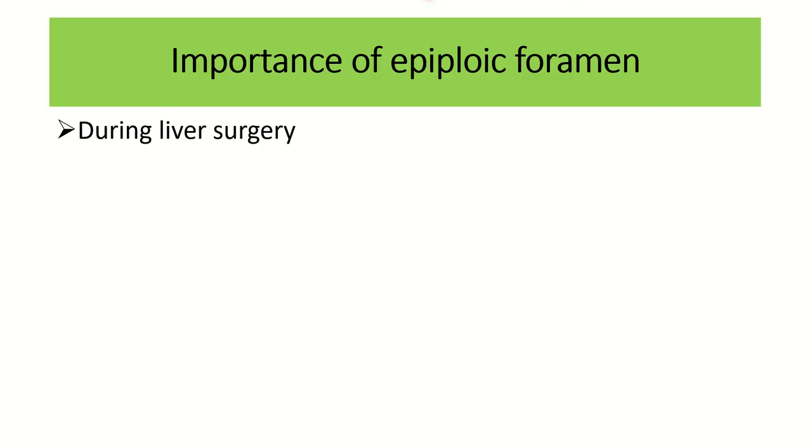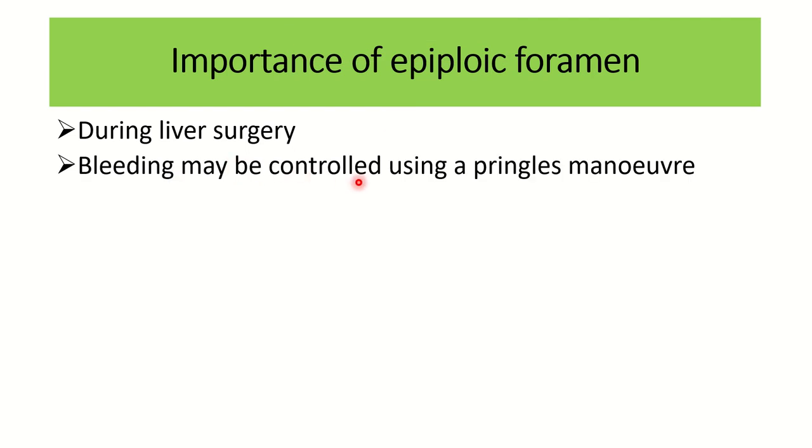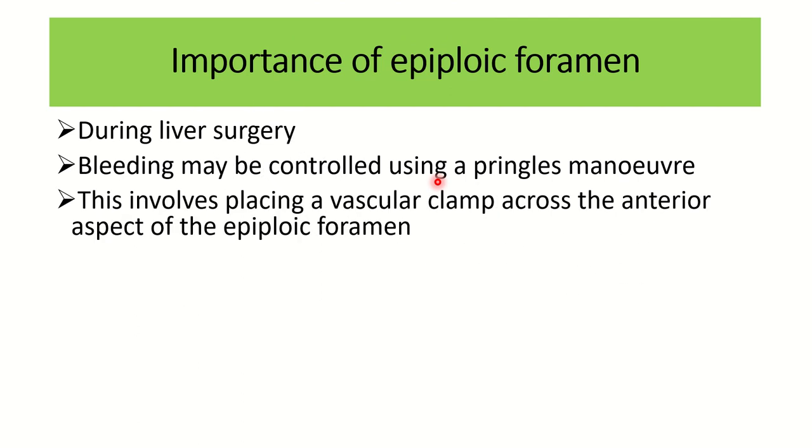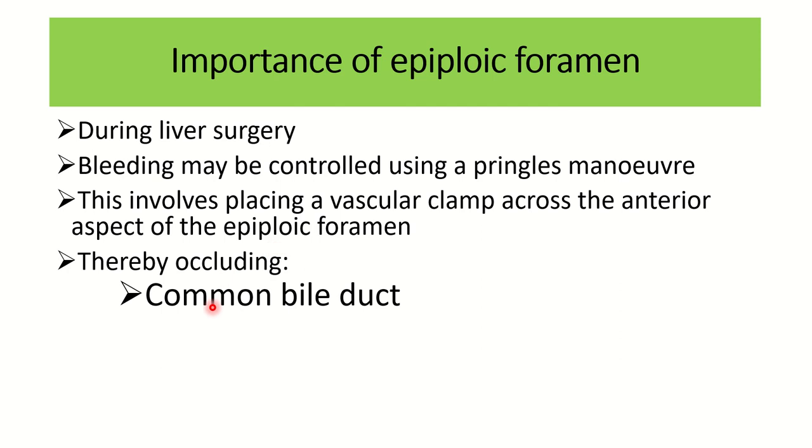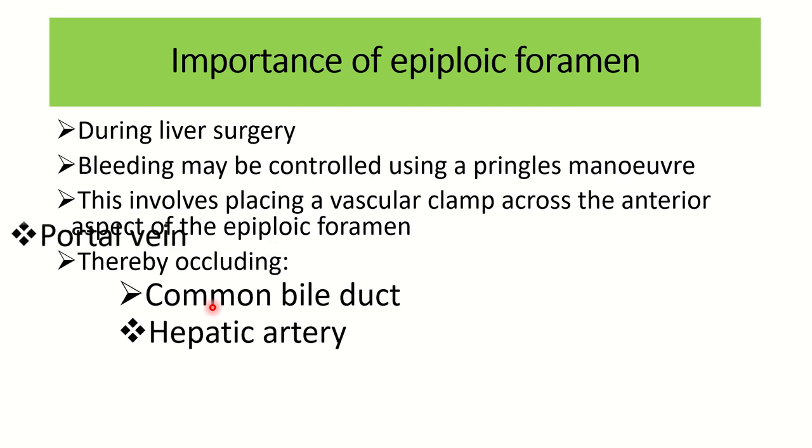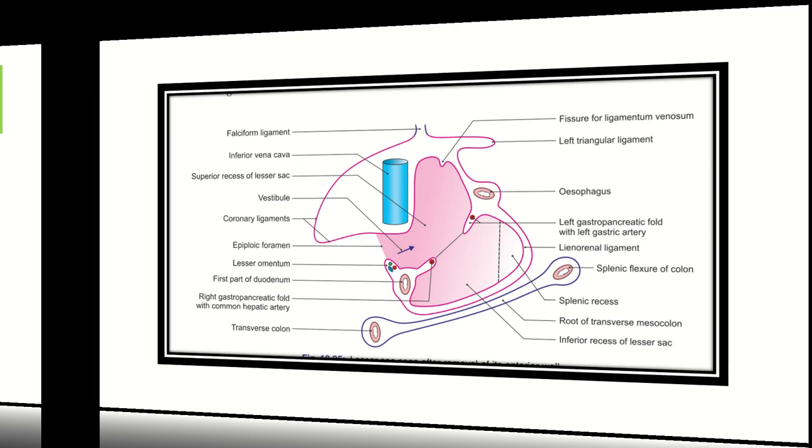Here is the importance of the epiploic foramen. During liver surgery, bleeding may be controlled by using a Pringle maneuver. The Pringle maneuver involves placing a vascular clamp or finger across the anterior aspect of the epiploic foramen, blocking the hepatic artery and portal vein, and thereby occluding the common bile duct, hepatic artery, and portal vein, which is the anterior boundary of the epiploic foramen.